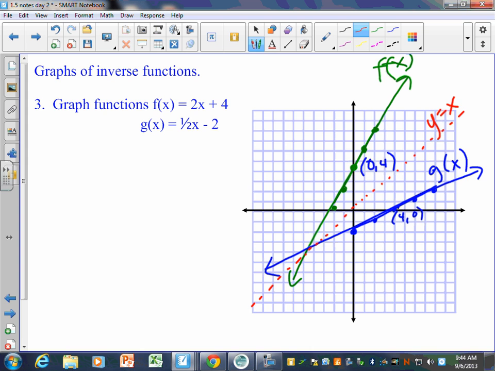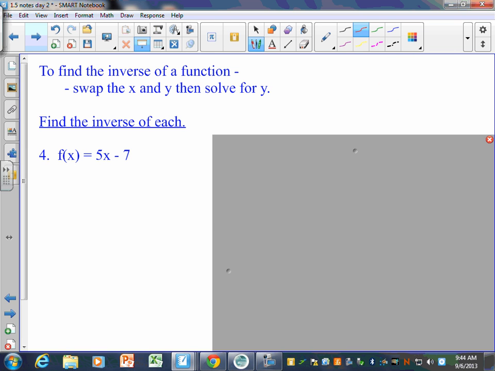So let's talk about how we write the inverses. I think this is our last thing for the day. I only wrote this in one step. In algebra 2, we give you lots of steps: replace f of x with y, switch x and y, solve for y, replace y with f inverse of x. But I'm just shortening it up for you.